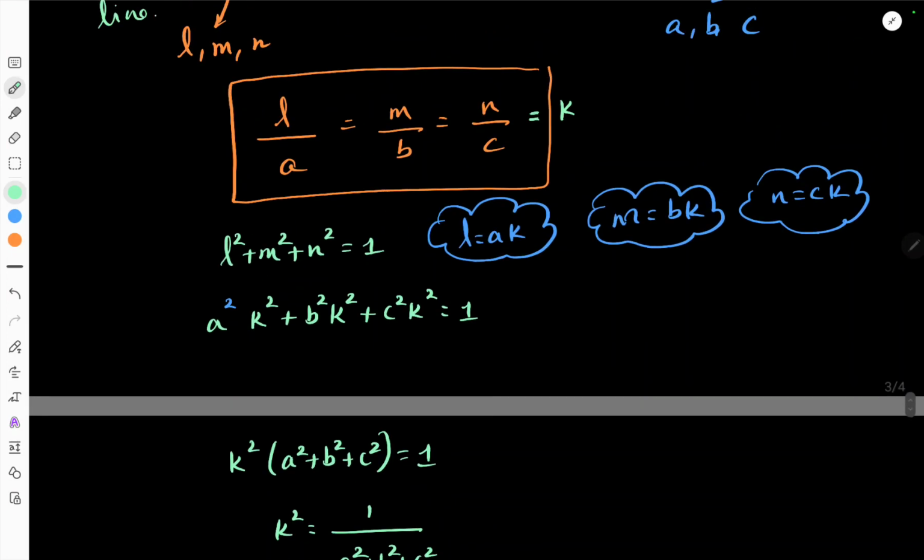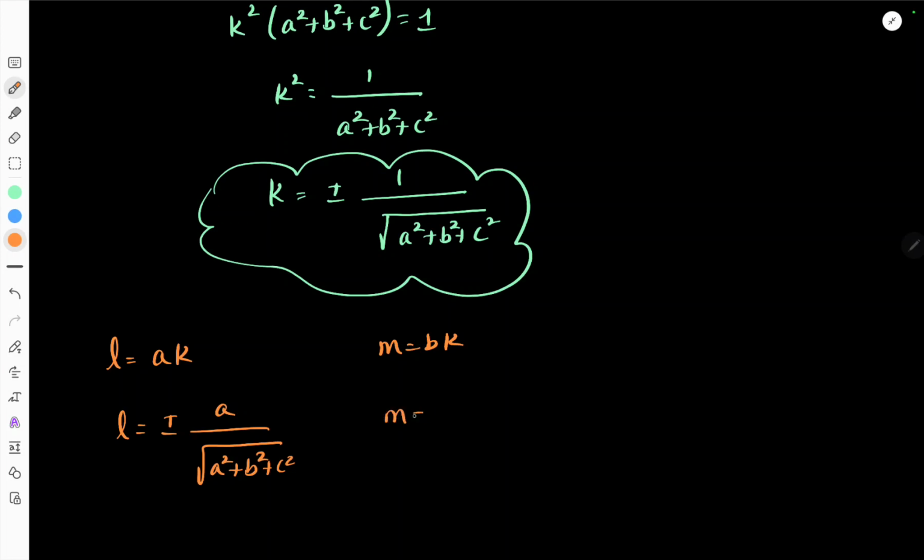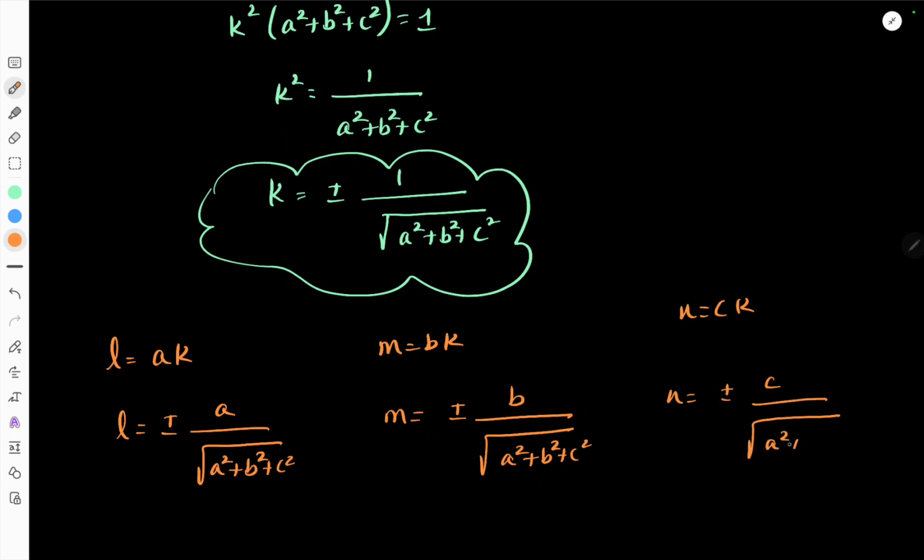Now L will be equal to AK, which means L will be equal to, in K we have plus or minus, so plus or minus A divided by root of A square plus B square plus C square, and M is what? BK, which means M will be equal to plus or minus B divided by root of A square plus B square plus C square, and N will be equal to CK, which means N is plus or minus C divided by root of A square plus B square plus C square.